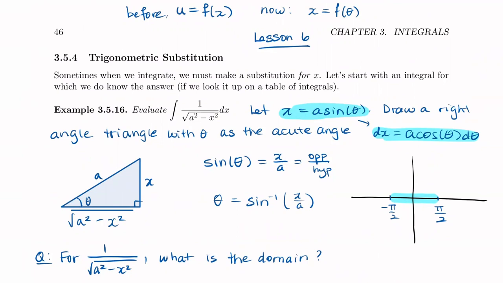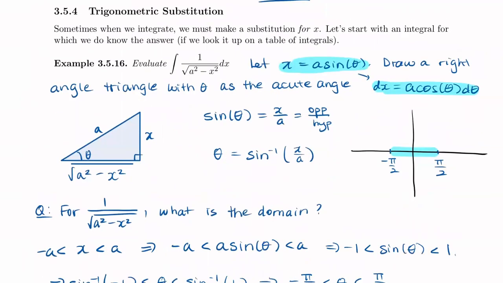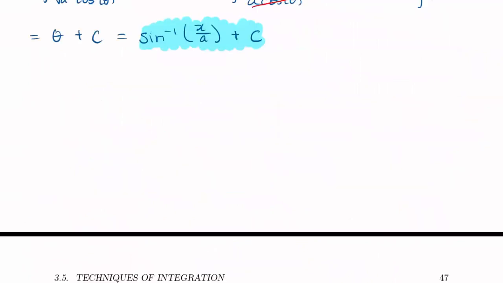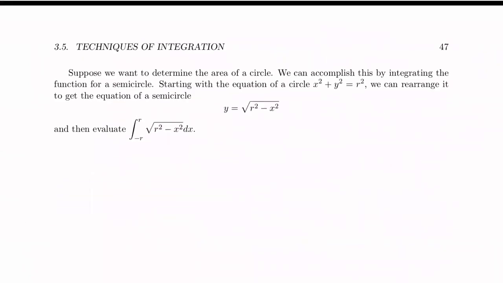All right. So let's have a look at the next part. Suppose we want to determine the area of a circle. We can technically accomplish this by integrating the function for a semicircle. So if we visualize this, this is the semicircle.